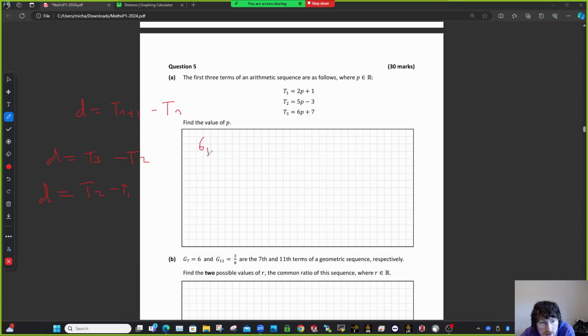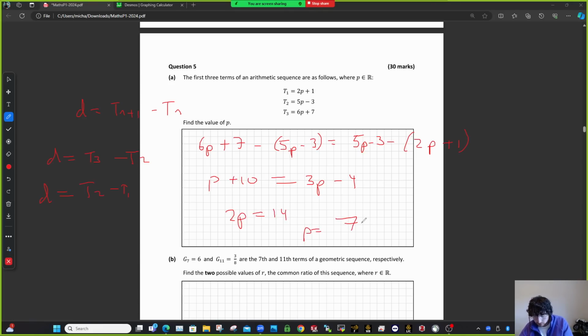So that would be 6p plus 7, take away 5p minus 3, and that will be equal to 5p minus 3, take away the first term, 2p plus 1. And that works out as p plus 10 equals 3p minus 4. So then the p's come over, this comes over here, so 2p equals 14, p is 7. Handy enough.